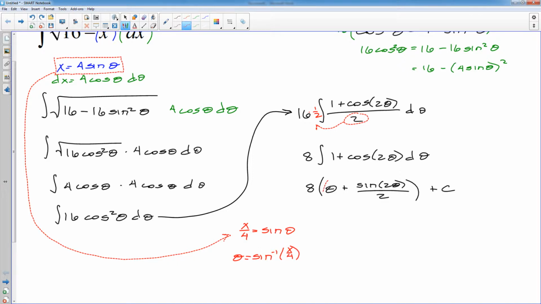I'm going to take out the theta, and I'm going to plug in inverse sine x over 4, or you could write arc sine of x over 4. The sine 2 theta, though, is going to be a bit of a problem, because what I have here is sine of 1 theta is x over 4, but what does sine 2 theta equal?